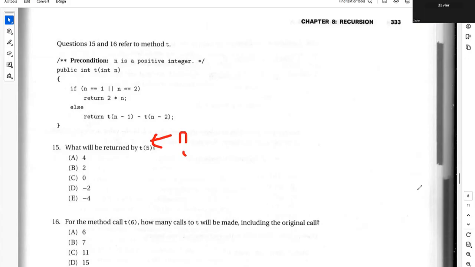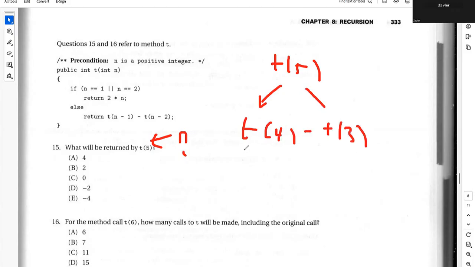You just plug it in. How to solve it? No, step by step. What do you get started with? n is equal to 5. Then, since n is not 1 or 2, you do the else statement, which is t of 4 minus t of 3. And then about t of 4, that's t of 3 minus t of 2.